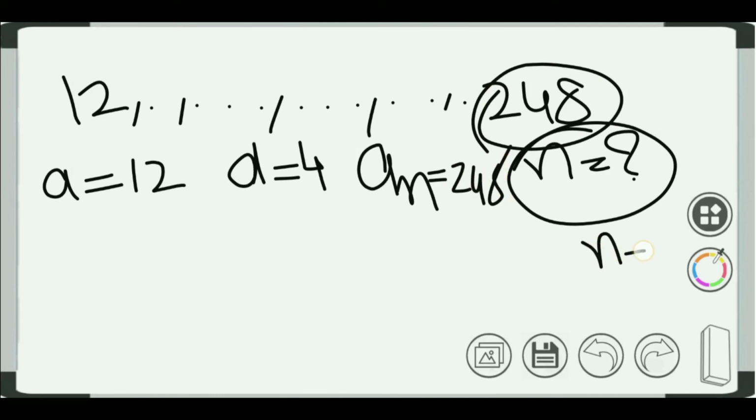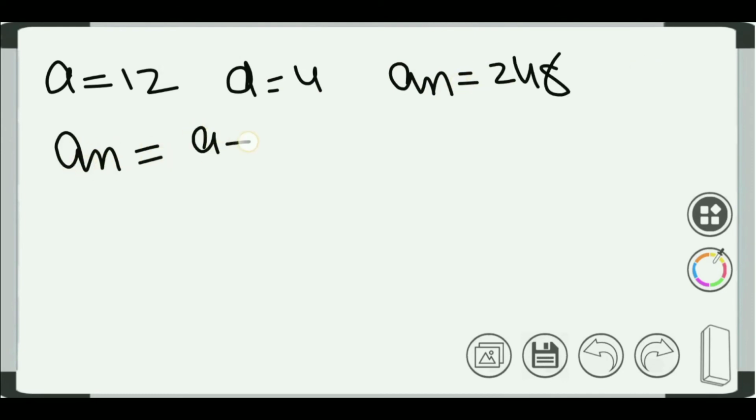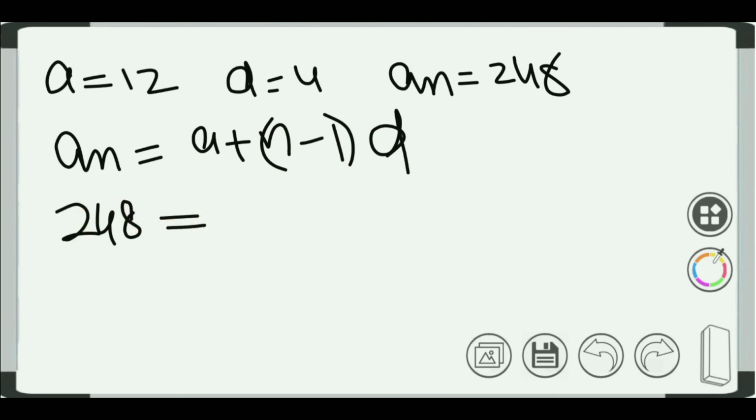Now you can find, the same way, what is n. Put these values in the formula. An is equal to a plus n minus 1 into d. So An, 248, is equal to 12 plus n minus 1 into d, which is 4.